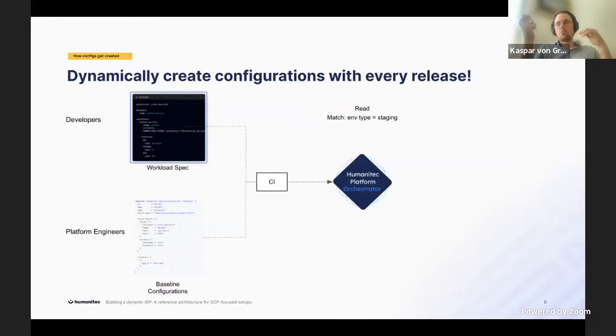So for instance, for environment type staging, please always use this database. Or for environment type staging, please, for whatever reason, always create a new DNS entry. And this information is stored in the baseline configurations. We're going to look at this in a second.